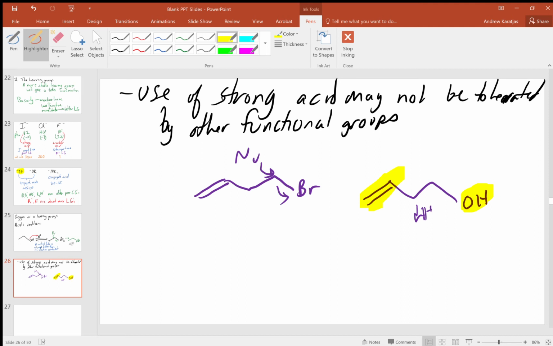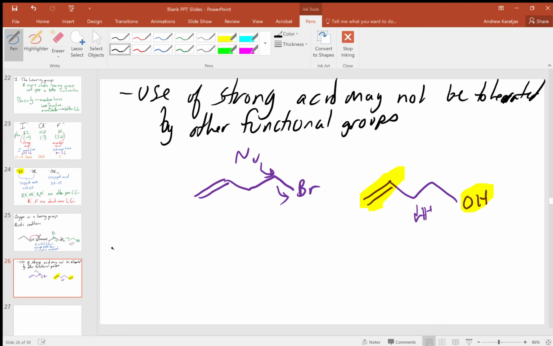So one of the things we have to start to concern ourselves with as we learn more and more reactions of different functional groups is what other functional groups are present, and can they be affected by the reaction conditions? So that's one drawback of using strong acid.